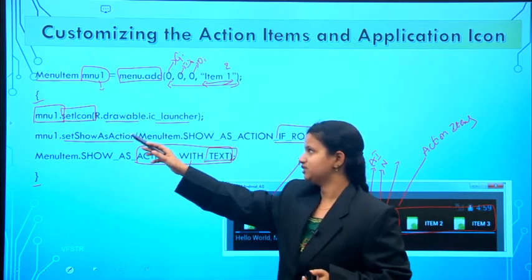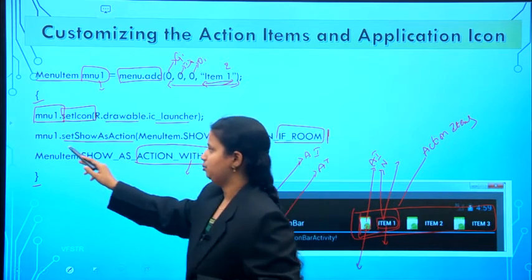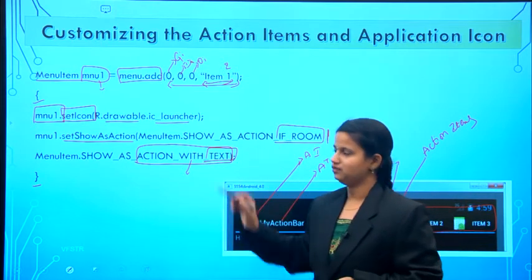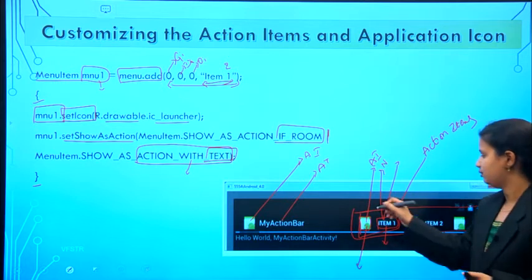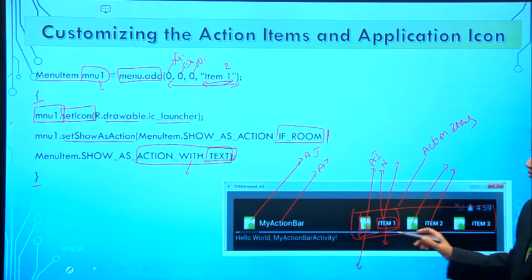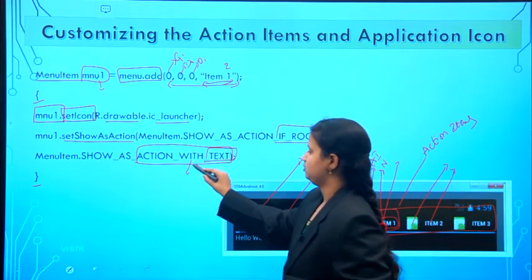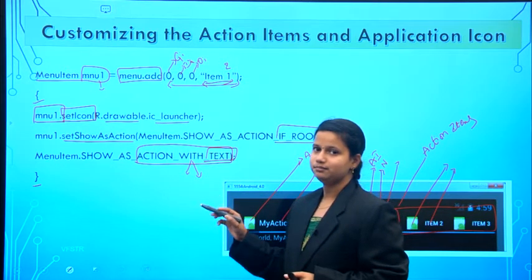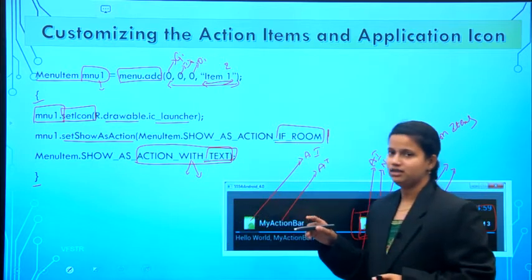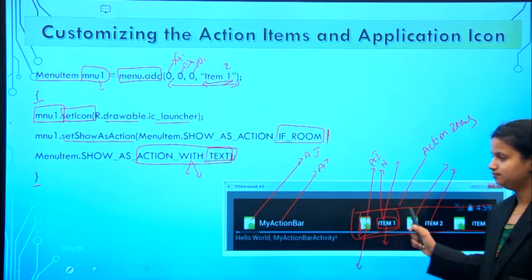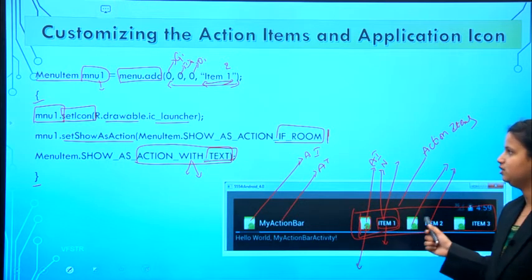After that, menu2.setIcon and next setShowAsAction. The same values: if room and with text. If the room is available, the item is placed along with the item name. Why? Because we are giving with text. So with text indicates that the item will appear in the action bar along with the item name, which is item 2. In the same way, item 3 is available. In this way we have to add the action items along with the names. Icon and names are to be added to your design.